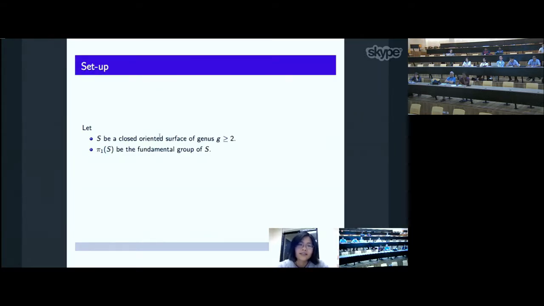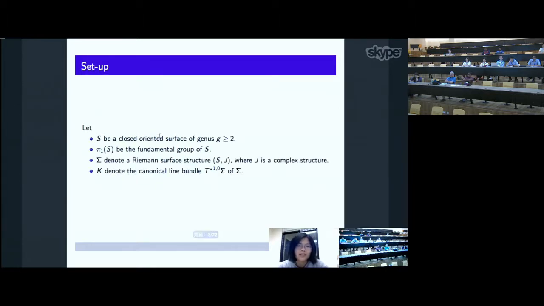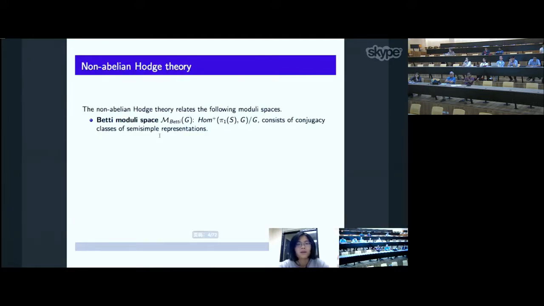Again, let S be a closed oriented surface of genus g greater or equal to 2, and let pi_1 be the fundamental group. We consider a Riemann surface structure Sigma, and denote by K the canonical line bundle of this Riemann surface. Okay. We consider non-abelian Hodge theory.